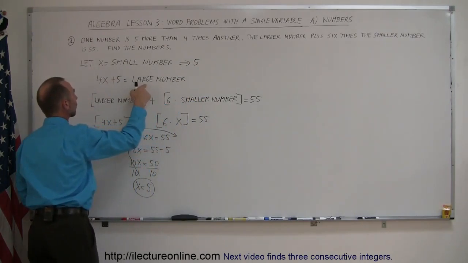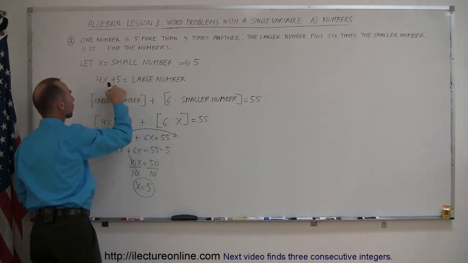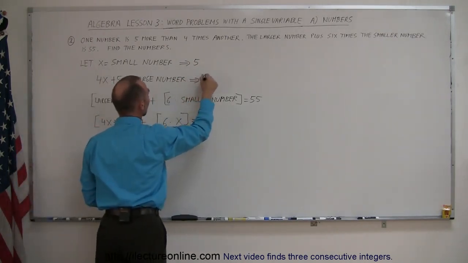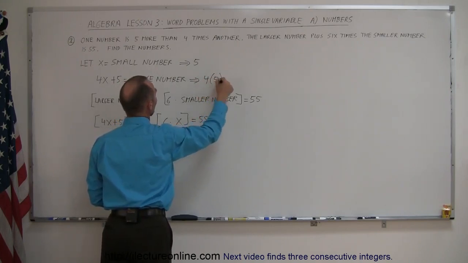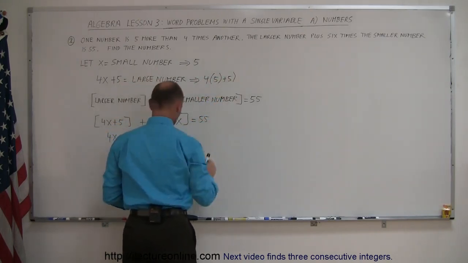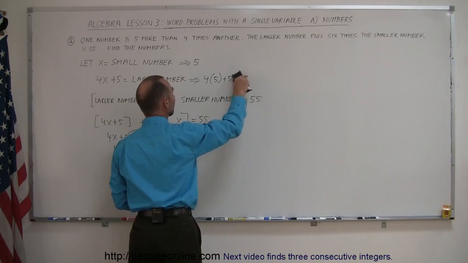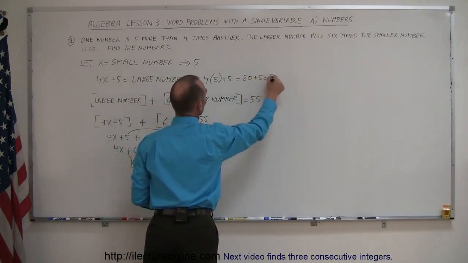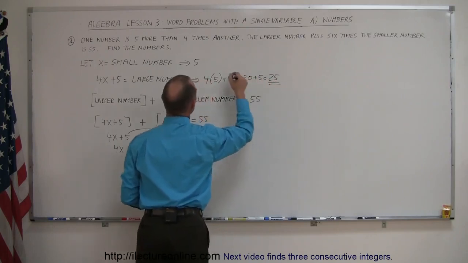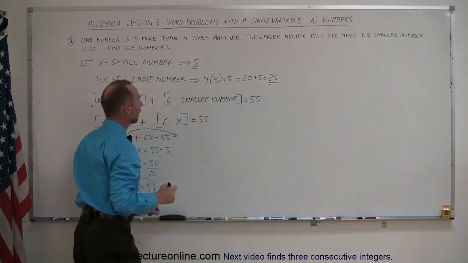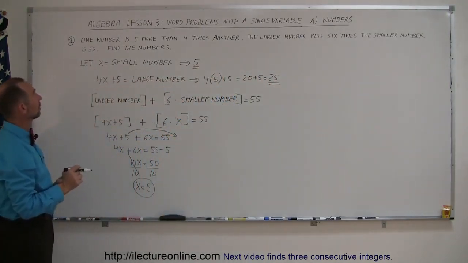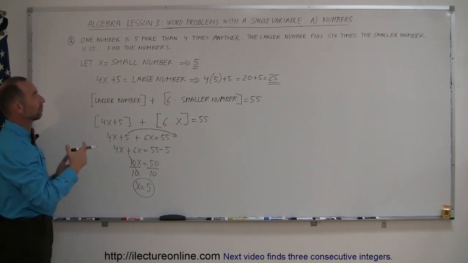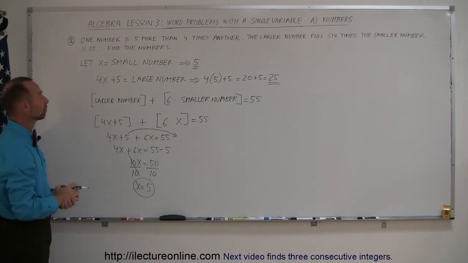And the larger number is 4 times x plus 5. So we can say that's equal to 4 times 5 plus 5. And we don't need parentheses around that one. And so that's equal to 20 plus 5, which is 25. So there's a large number, there's a small number, and sure enough, the large number is 5 more than 4 times the small number.